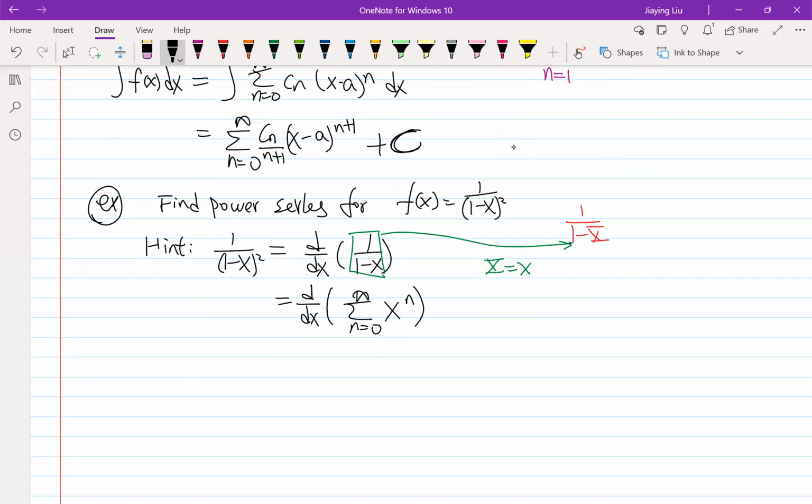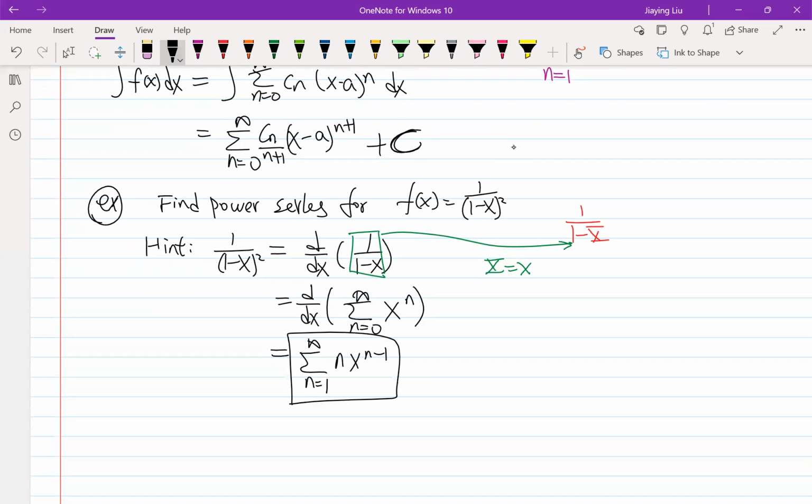But we are interested in the power series for 1 over (1 minus x) squared. So we have to take the derivative of this. If we take the derivative, the sigma stays. But remember that the index when we take the derivative will be different. So n will be from 1 to infinity, not 0. And then take the derivative of x to the n, which is n x to the n minus 1. That's it. So this is the power series representation for 1 over (1 minus x) squared.